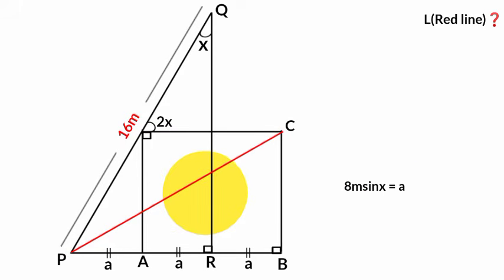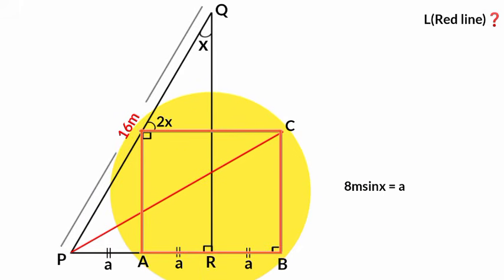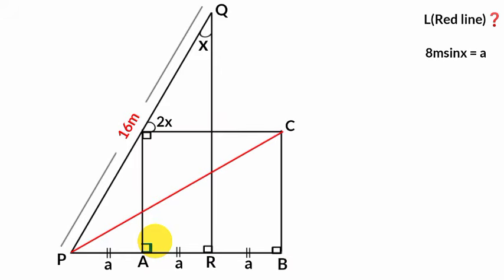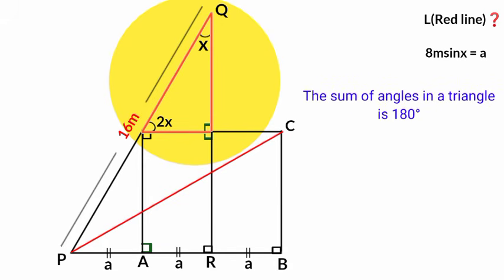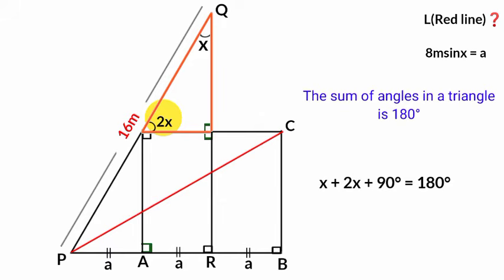Though if we come here, we can see that this quadrilateral is a rectangle. The angles of a rectangle are right angles. So this and this are right angles. The same goes for this rectangle. This angle here is a right angle. Now from this triangle, since the sum of angles in a triangle is 180 degrees, and we have this to be 90 degrees, this x and this 2x, we sum the angles and equate to 180 degrees.